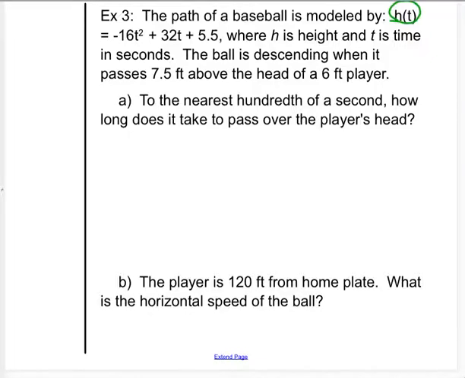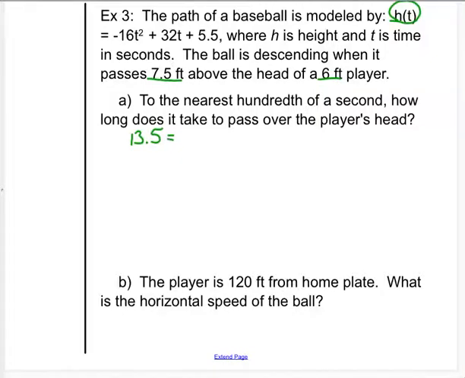The ball is descending when it passes 7.5 feet above the head of a player who's 6 feet tall. So our first question is, to the nearest hundredth of a second, how long does it take this ball to pass over the player's head? So what I notice is the ball was 7.5 feet above the head of the player, and the player was 6 feet tall. So the ball was a total of 13.5 feet in the air. So I'm substituting that in for the h of t piece.